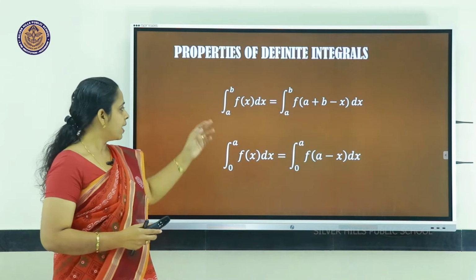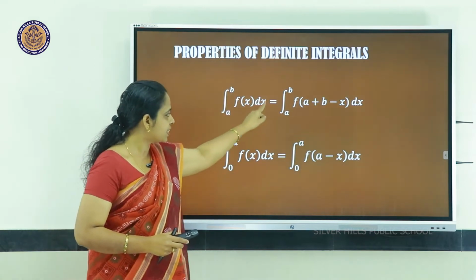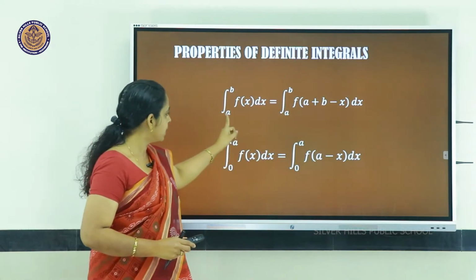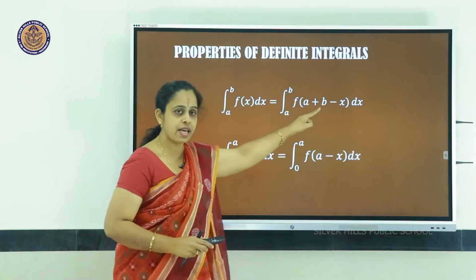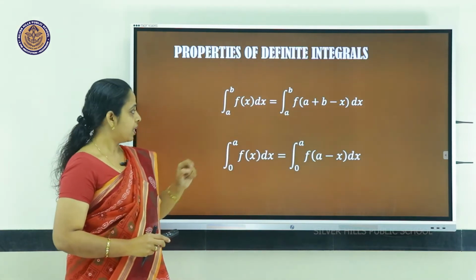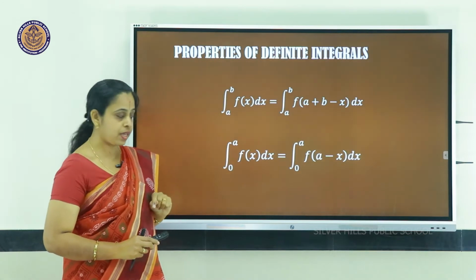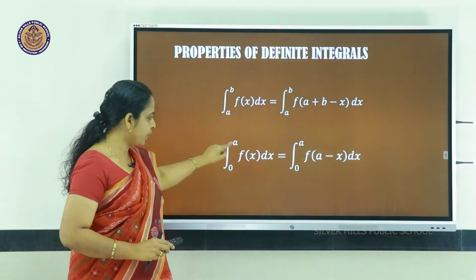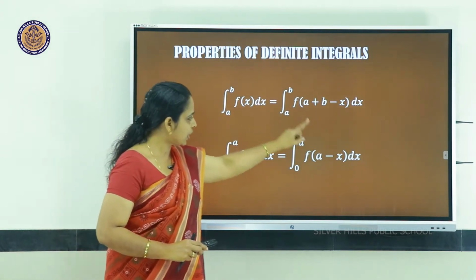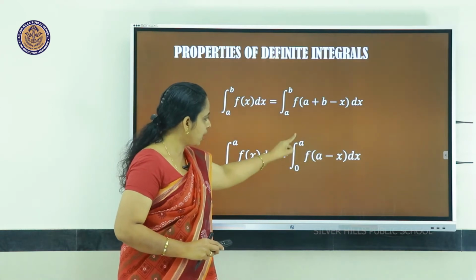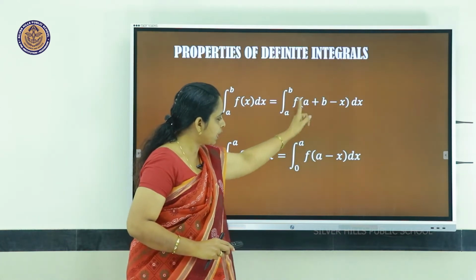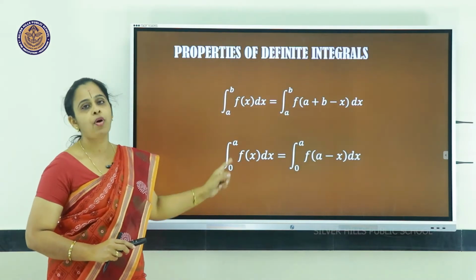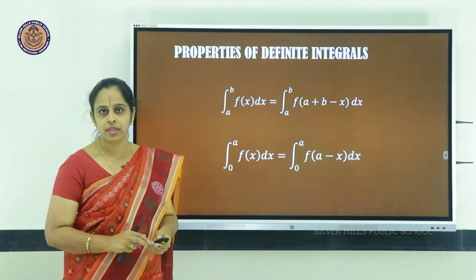Now, integral a to b f(x) dx is equal to integral a to b f(a plus b minus x) dx, the sum of the limits minus x. A particular form is this one: when a takes the value 0 and b takes the value a, it becomes integral 0 to a f(a minus x) dx. This is also a very important result which we apply in doing the sums.